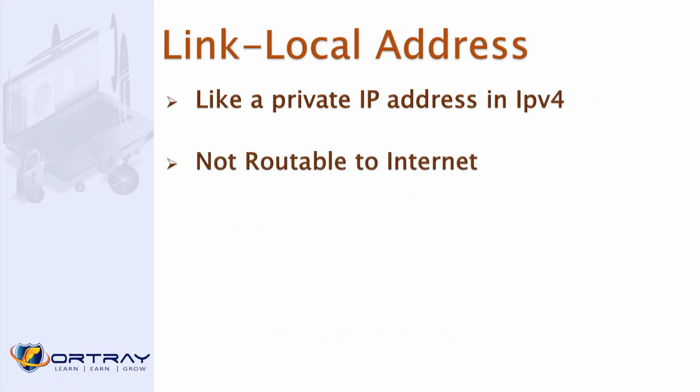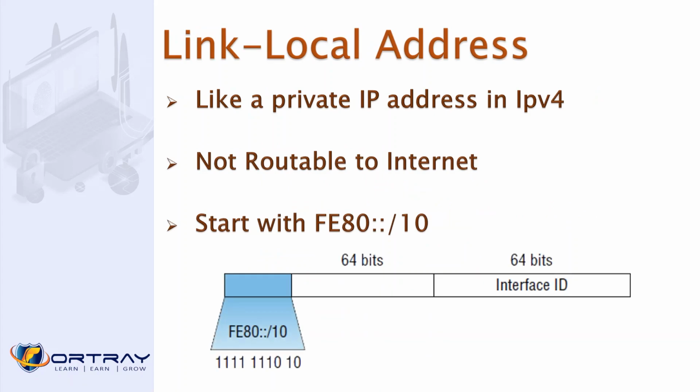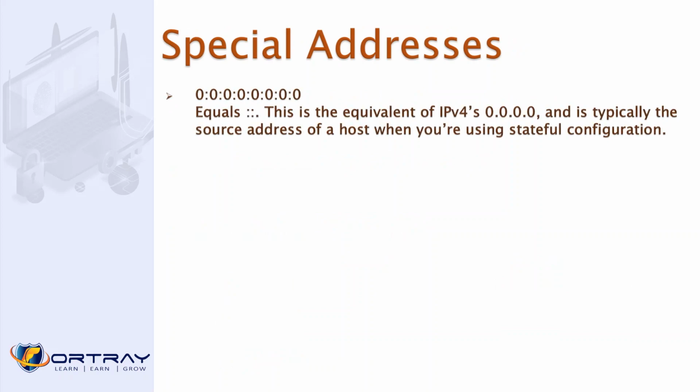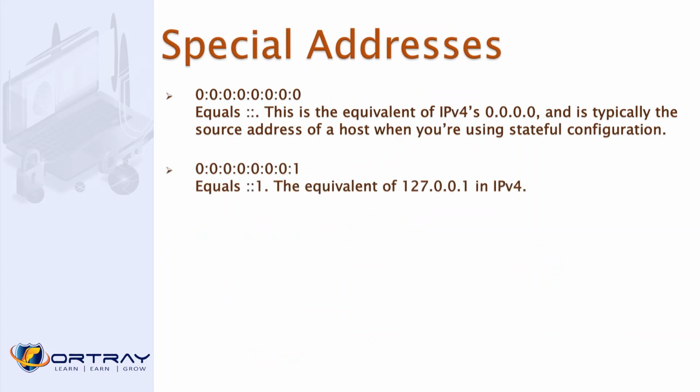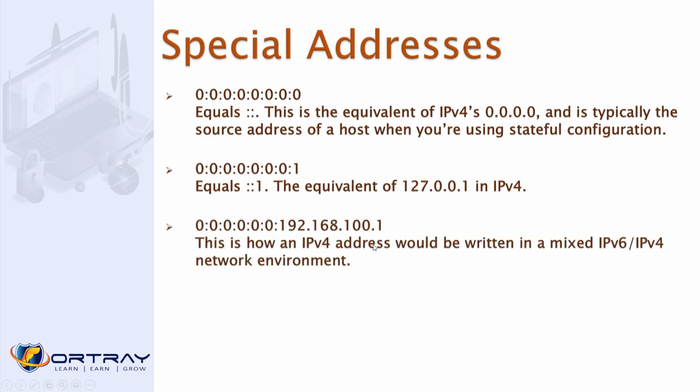Link local addresses are like private IP addresses, like the 10 range, 192 range, and 172 range. They are not routable over the internet. They start with FE80. Now special addresses: ::, all zeros, is equivalent to IPv4 0.0.0.0 and is typically the source address of a host when using stateful configuration. ::1 is equal to the 127 IP address, which is for self IP assignment and testing. This is known as IPv4-embedded and is written in a mixed IPv4 and IPv6 environment.